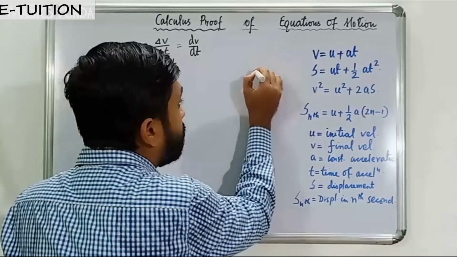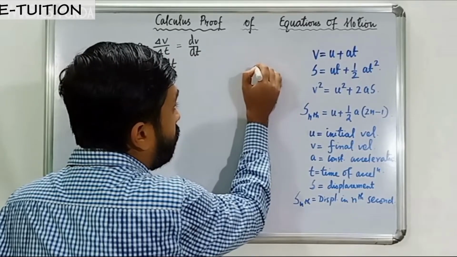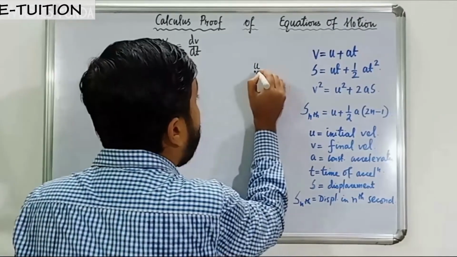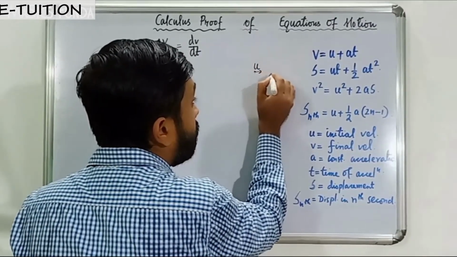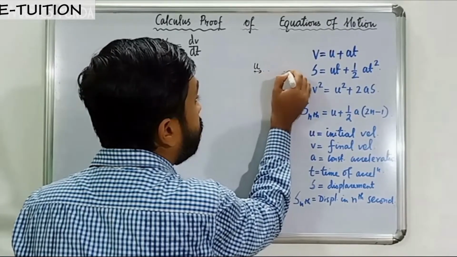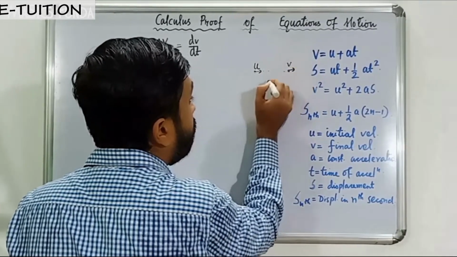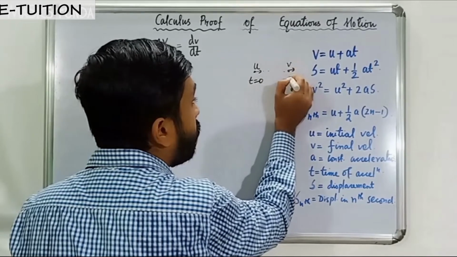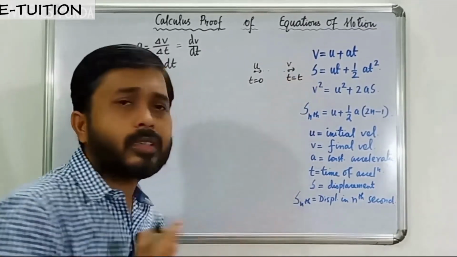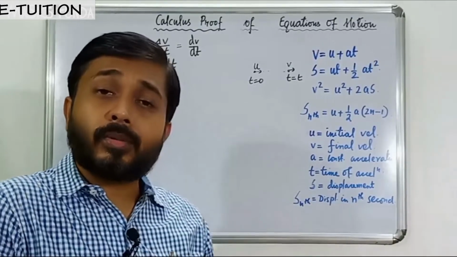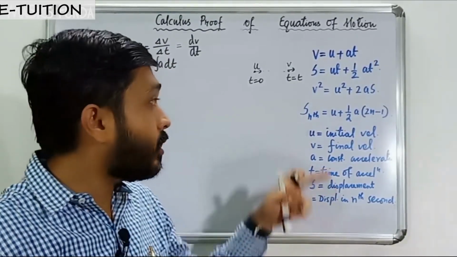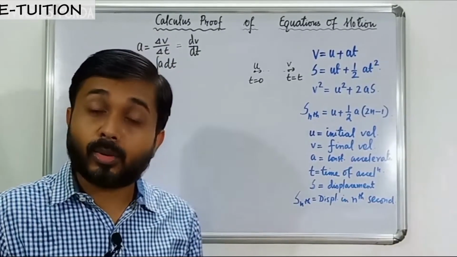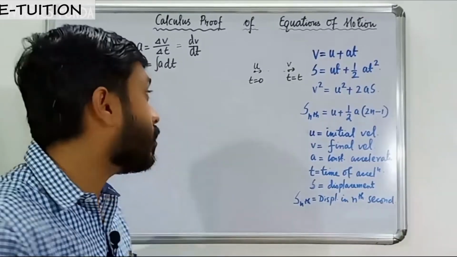So now imagine the case that the body was going with initial velocity u, and a force was applied on the body, as a result of which the initial velocity has changed to v. This is the velocity of the body at time t equal to 0. This is the velocity of the body at time t equal to t, because the time interval after which the velocity has changed from u to v is t. That is all we are taking here, t, the time period for which the body has moved with constant acceleration.